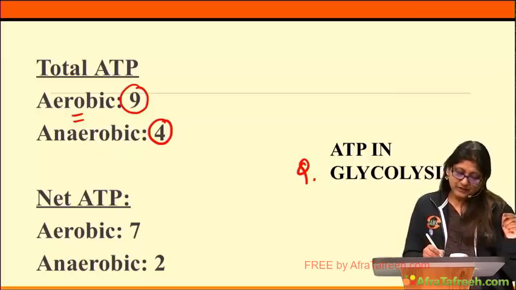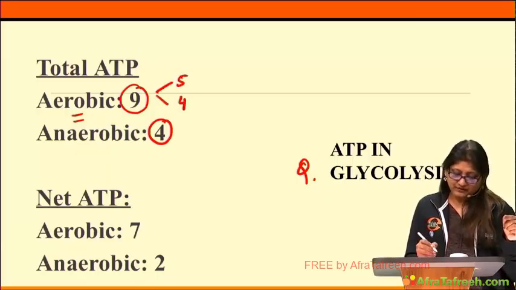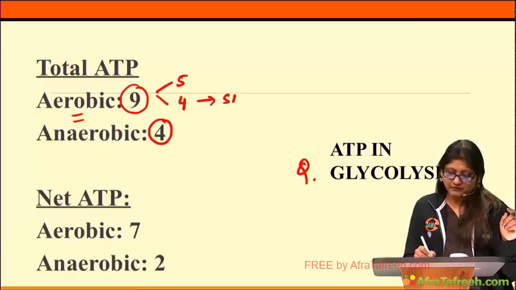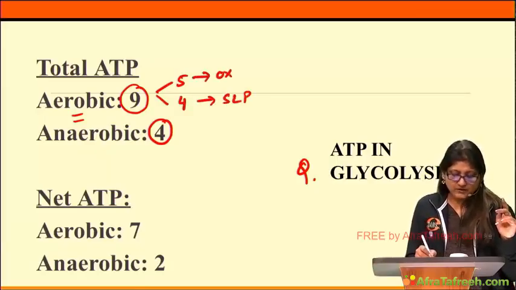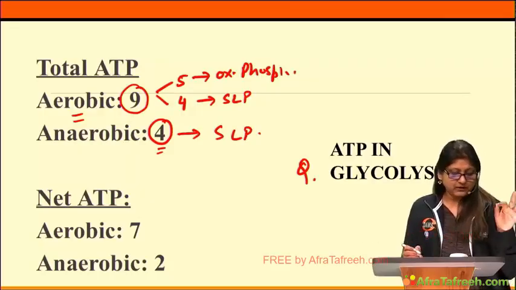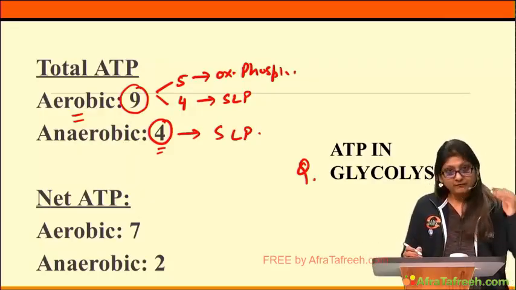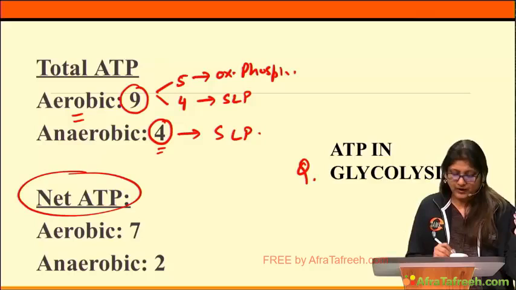Right, so total ATP in aerobic condition is going to be 9 and the split goes like 4 plus 5. 4 is the substrate level phosphorylation and 5 is the oxidative phosphorylation, right? And when we talk about 4 in anaerobic condition, it is going to be substrate level phosphorylation. But when we are talking about net ATP, you have to reduce 2 ATP from these numbers.